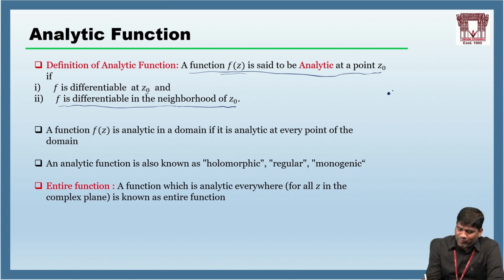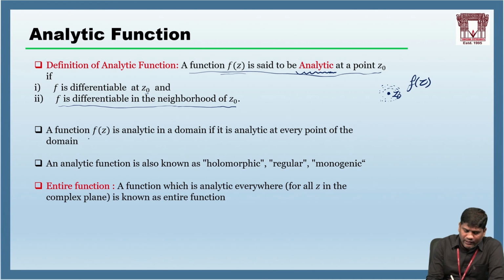Suppose this is a point z0. These are the neighborhood points. The function f of z is differentiable at z0 and differentiable in the surrounding points of z0, then we can say the function f of z is analytic at that point.